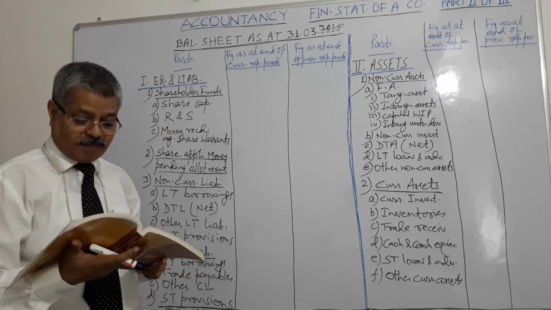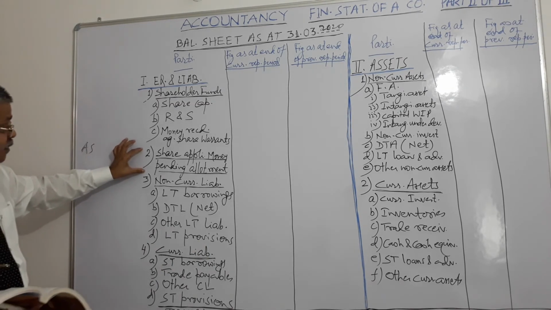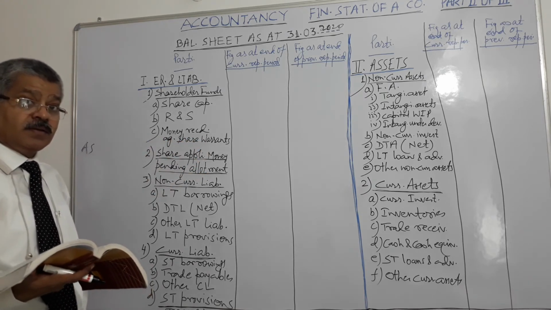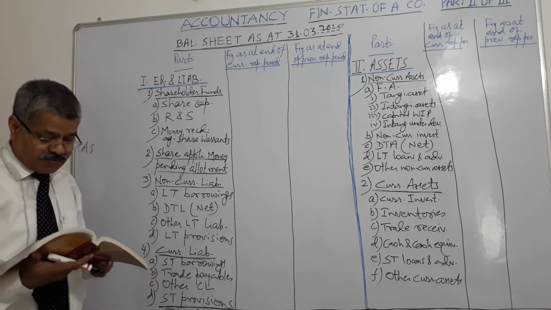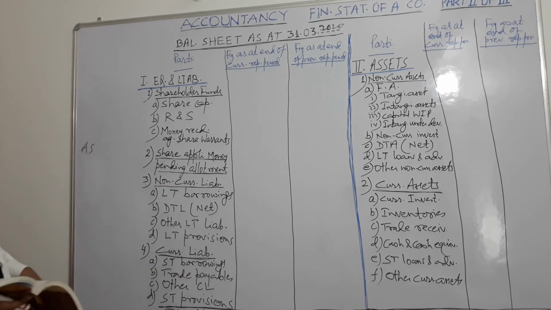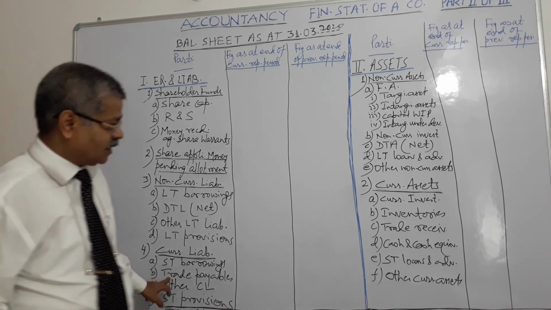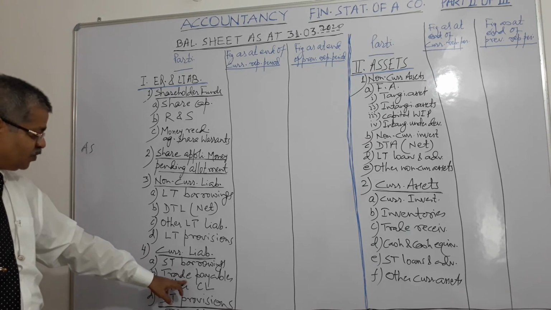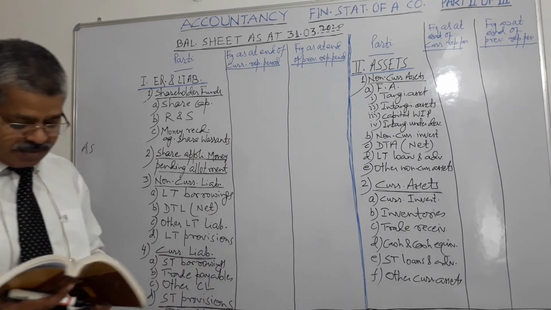Mandatory disclosure for share application money pending allotment. We have already discussed this more than once. If it was not mandatory, it would have come somewhere here, right? Sundry debtors and sundry creditors are replaced by the terms trade receivables and trade payables. Earlier we used to call them sundry debtors and sundry creditors. Trade payables, earlier sundry creditors; trade receivables, sundry debtors, right?